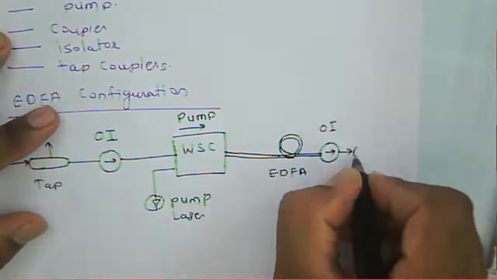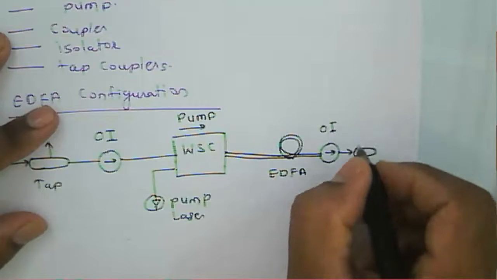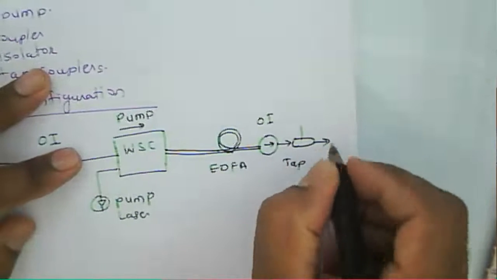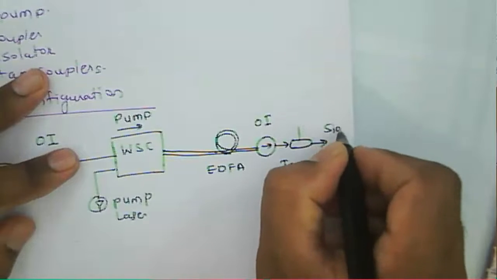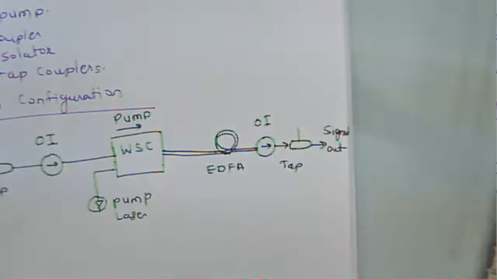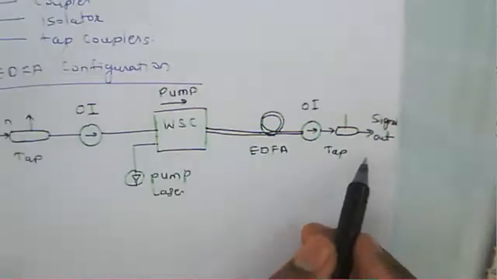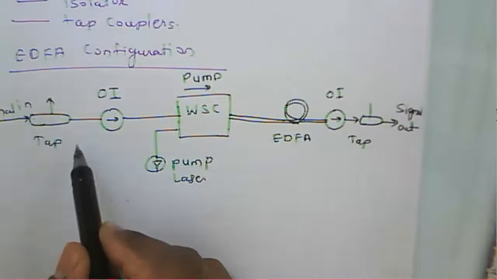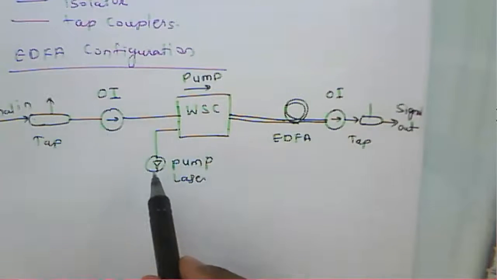Then we have the tap. Then we'll get a signal out, signal in, and a signal out. So it's about a signal in here. Then we have the optical isolator.